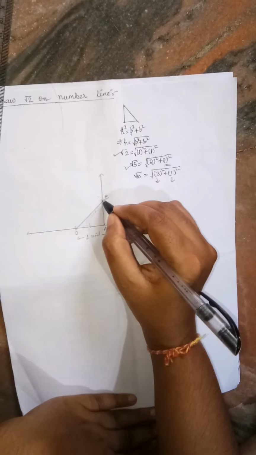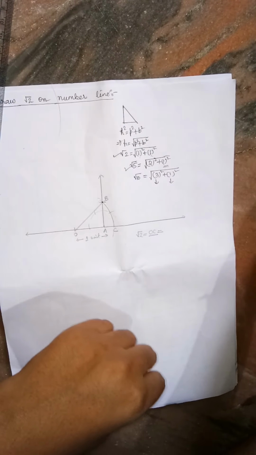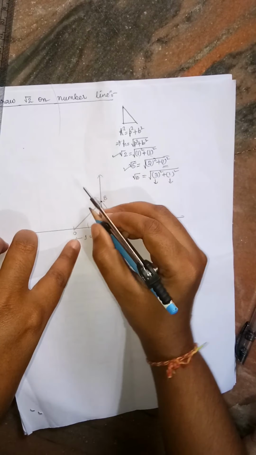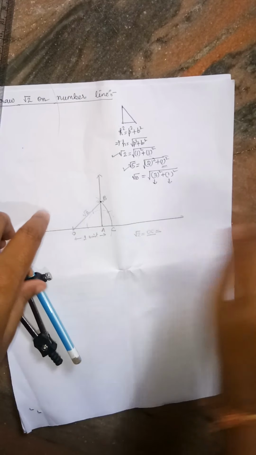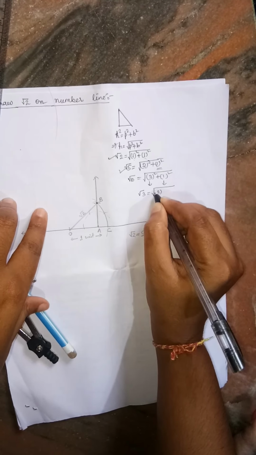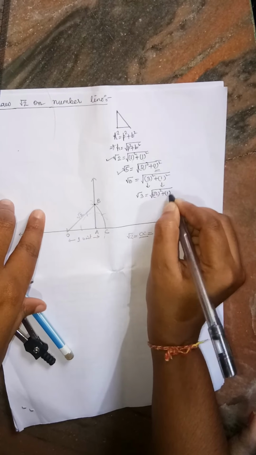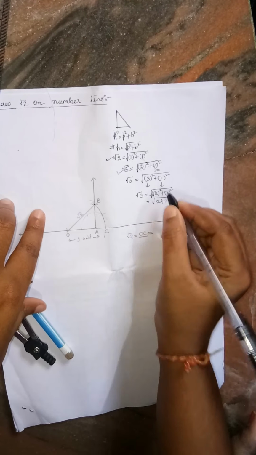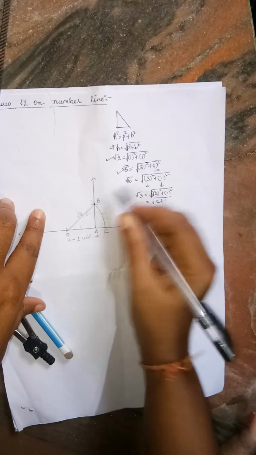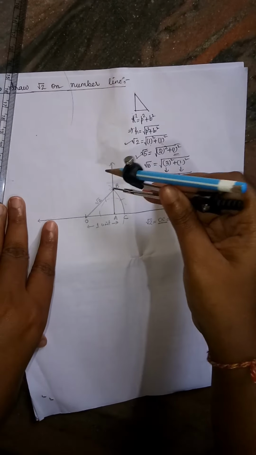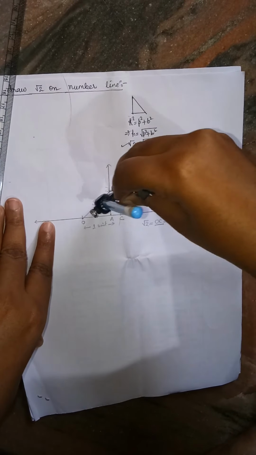Next, how to make root 3 from here? So root 3 from here we can take, look at, this is our root 2, OB is our root 2 coming. Then how will root 3 be coming? So root 3 equals, if we take root 2 whole square plus 1 square, root 2 square is 2, plus 1, 3. So this is our base. Now here at the point B, we'll draw 90 degree. In this point we'll draw 90 degree.